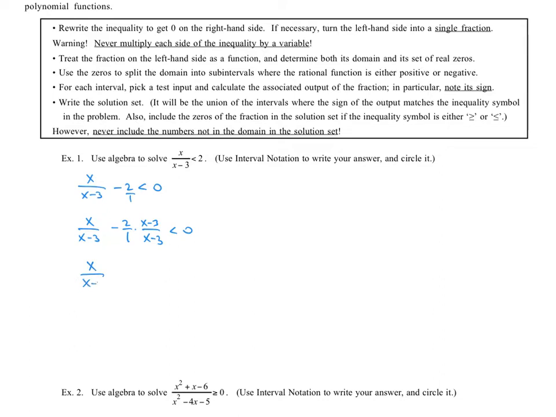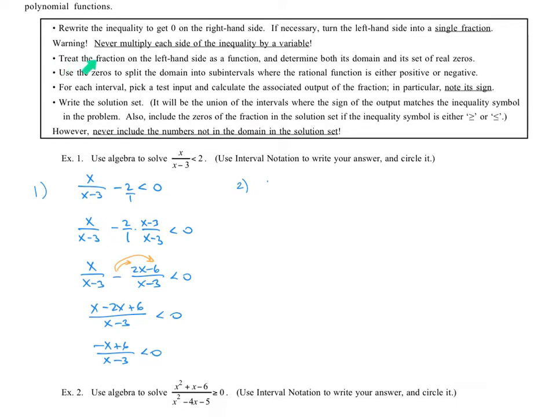The fractions have the same denominator, so we will be able to subtract, but we do have to be careful here. Remember that when you subtract 2 fractions, if the numerator of the second fraction contains more than one term, you have to distribute the minus sign to subtract all those terms. This gives us the inequality: negative x plus 6 all over x minus 3 is less than 0. That was step 1. Now we're ready for step 2.